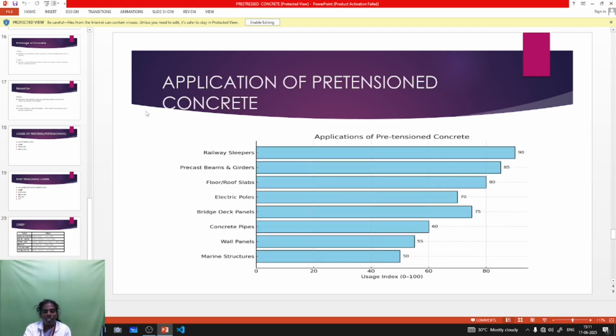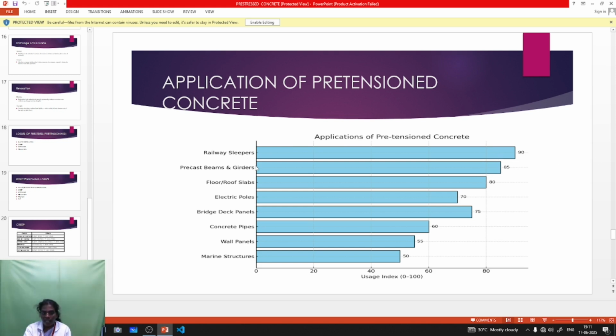Then the application of pre-tensioned concrete. This is under compressive strength, then using the structures. Up to 90% is used for railway sleepers. Pre-tensioned concrete is mostly used for railway sleepers.